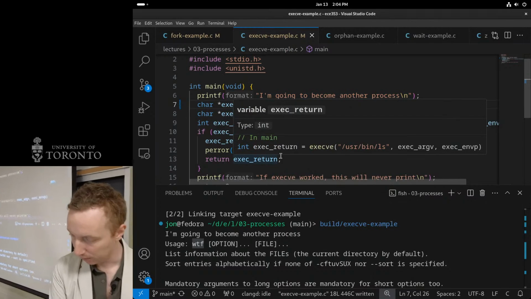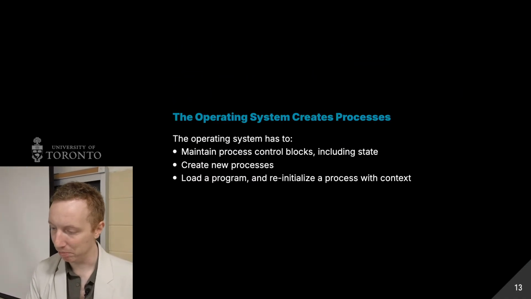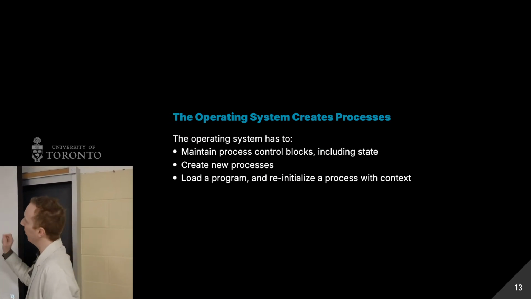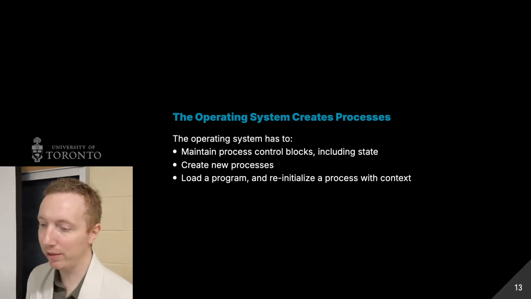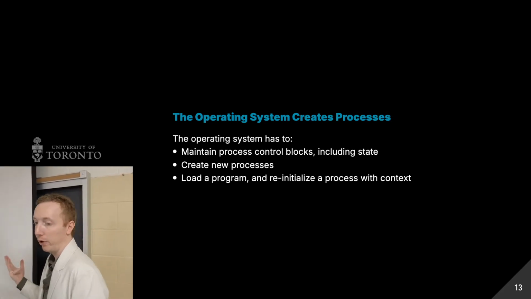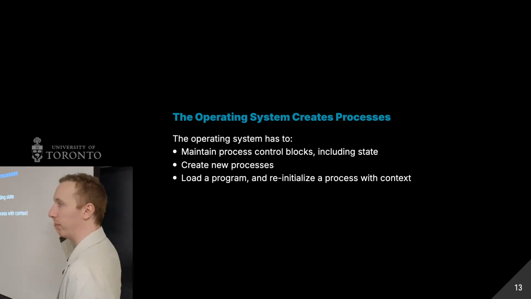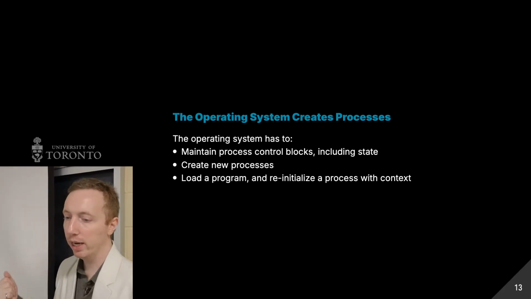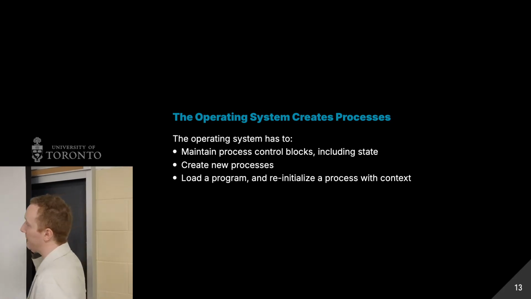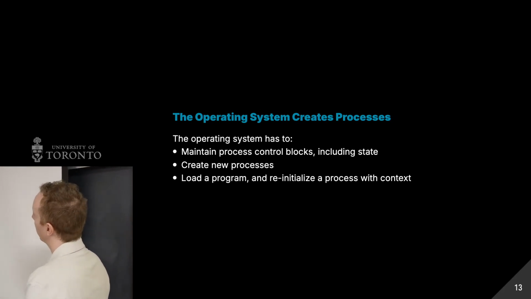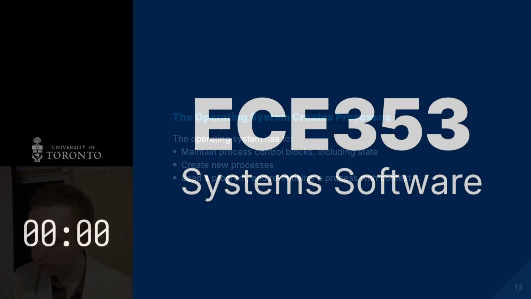All right, so that was fun. Now programs don't seem to do what we think they do. For a break, we'll leave on this note that the operating system creates processes. The operating system or the kernel has to maintain process control blocks, including some state, and create some new processes. Now we know what system call does that: fork. And we have to load a program, reinitialize a process with the context. That's execve. So we're going to see some more fun terminology after our break. So let's take our break now.